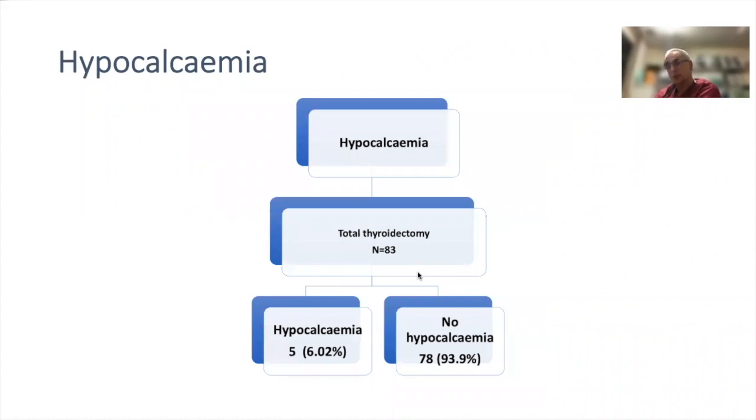Hypocalcaemia, obviously, is another thing that is inevitable. If you do a total thyroidectomy, the risk of hypocalcemia in these goitres is about 6%. The majority, with careful dissection, will not have permanent hypocalcemia.